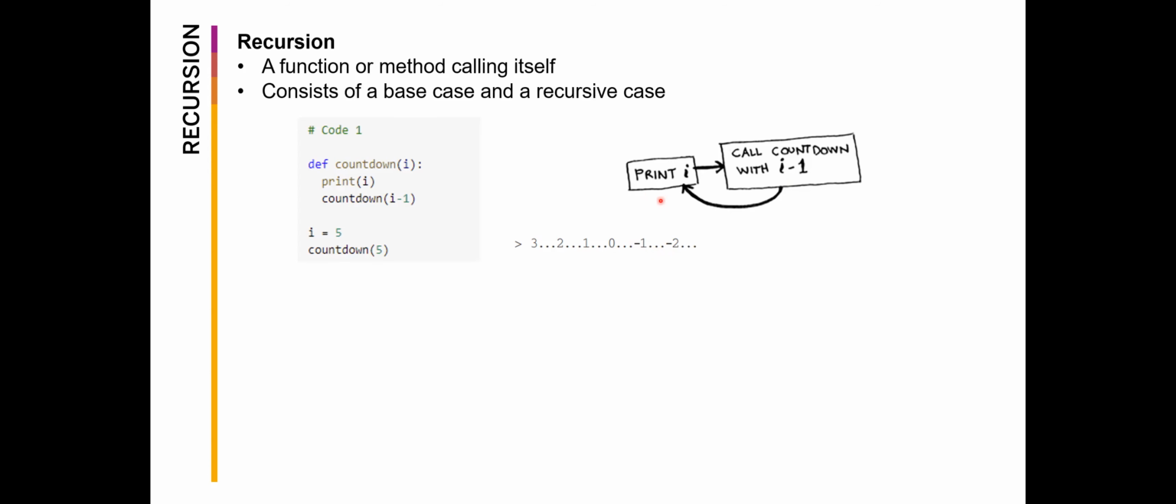Now, what are we lacking in this code? So again, we have the recursive case. What are we lacking in this code? The base case, correct. What do you think is the base case for this one? How do we stop the infinite loop?